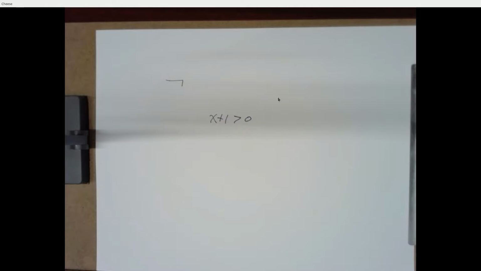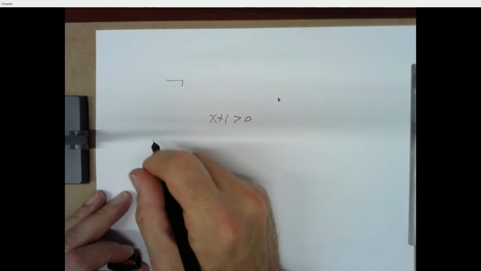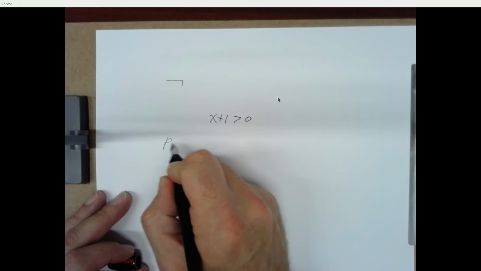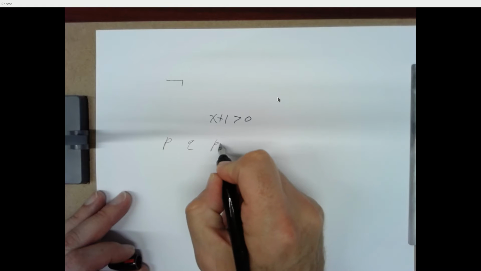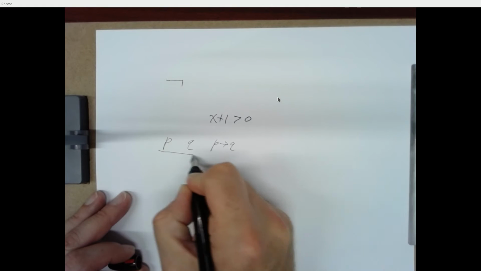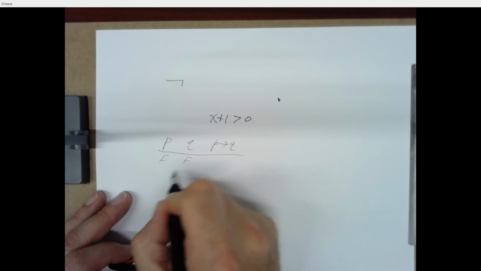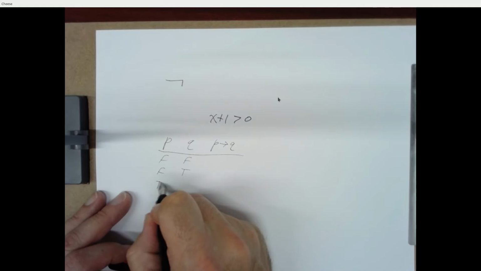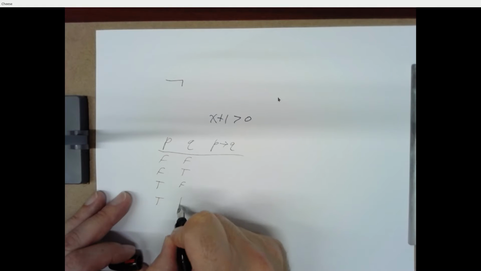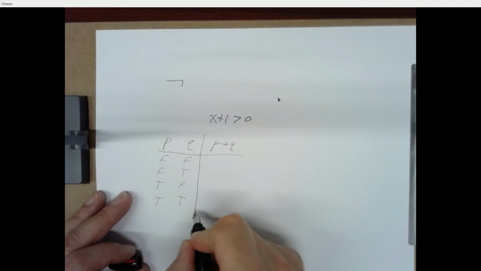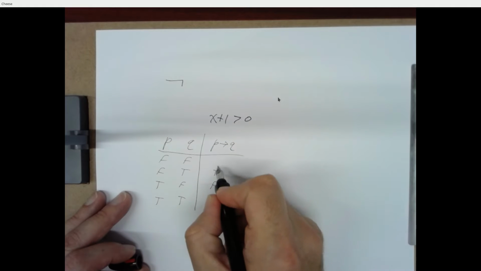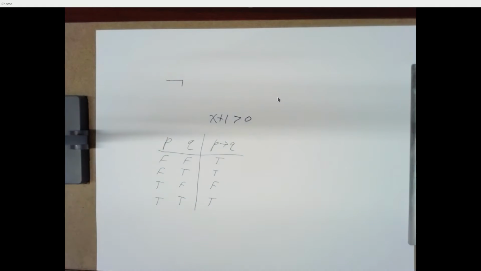Conditional truth tables are funky. So why are they funky? Our truth table for P implies Q and Q implies P, because they look like that.